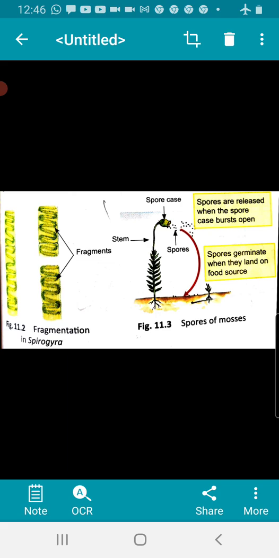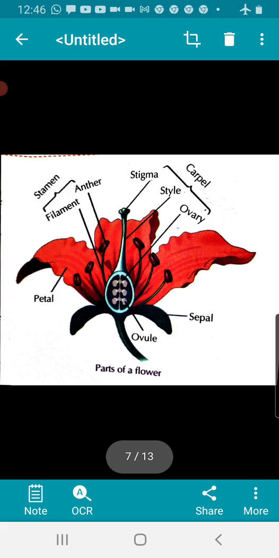In sexual reproduction, you have learned earlier the structure of the flower. So, what are the parts of the flower? A flower contains four main parts. First one, the green colored part, the sepals. They are green in color and they protect the petals. The second one, the petals. They are colorful and they attract insects for pollination.